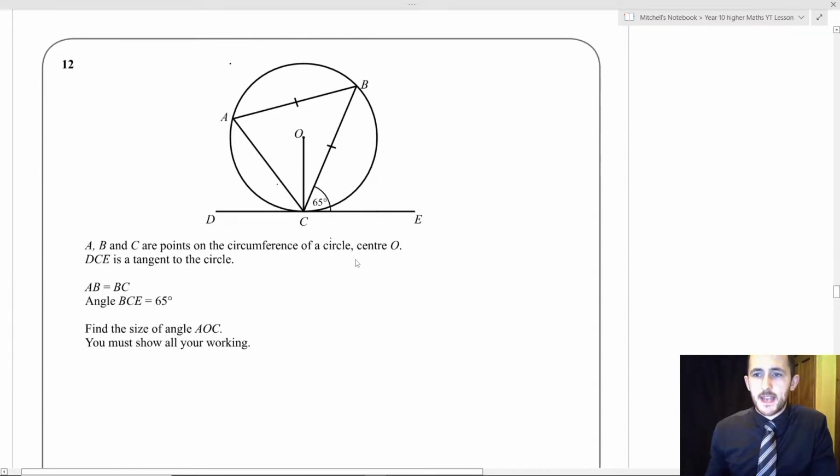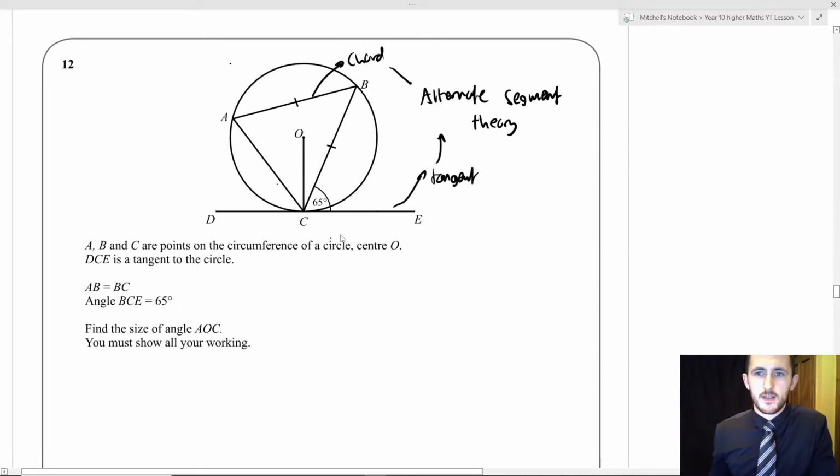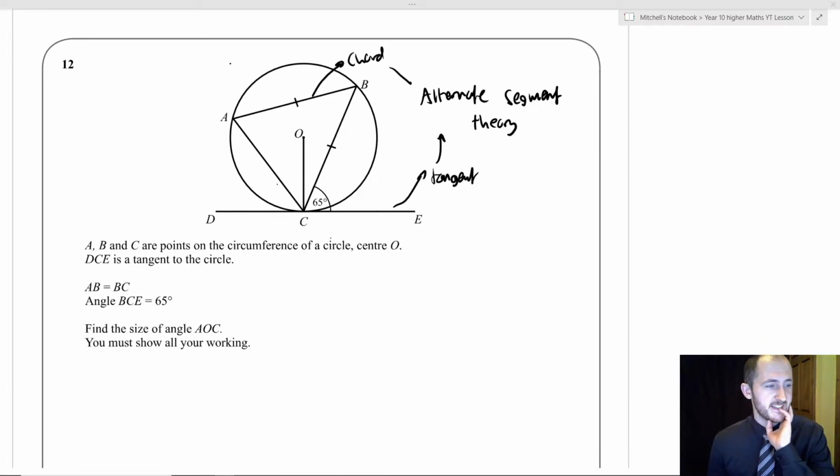Okay. So once again, we do have a chord and a tangent. So we might be using the alternate segment theorem. Might be a silly question to ask now, but are you both okay with what a chord is? So a chord is just a line going from 2 points on the circumference that's not through the middle. Okay, good. Probably should have asked that a long time ago, but you know.